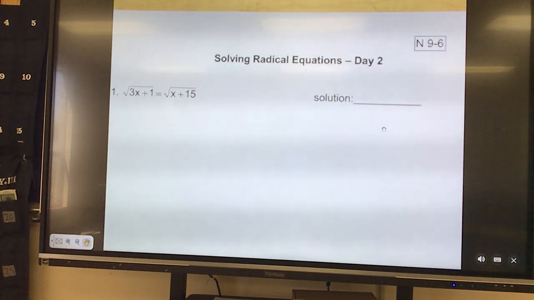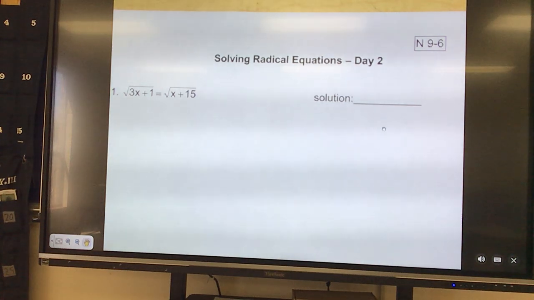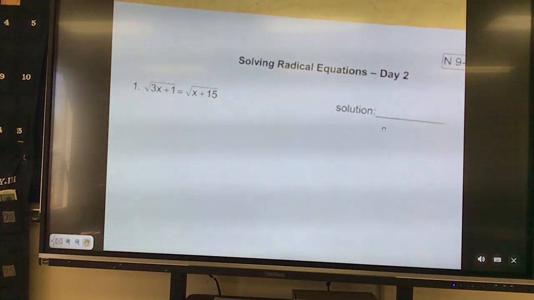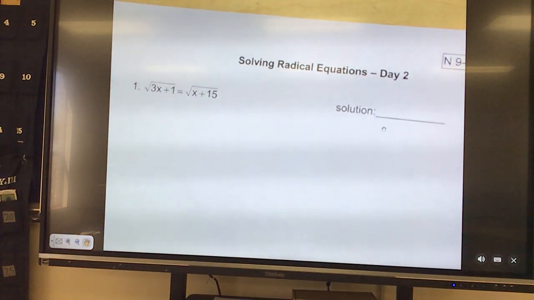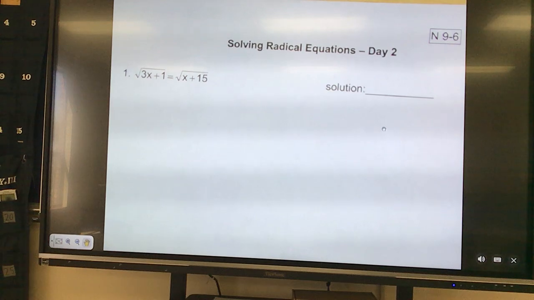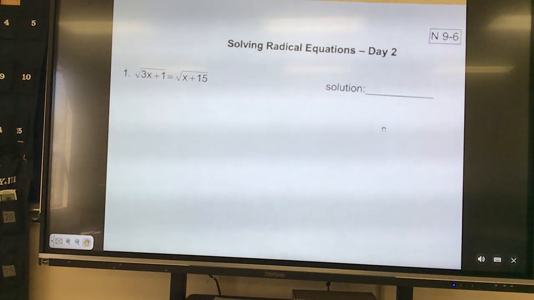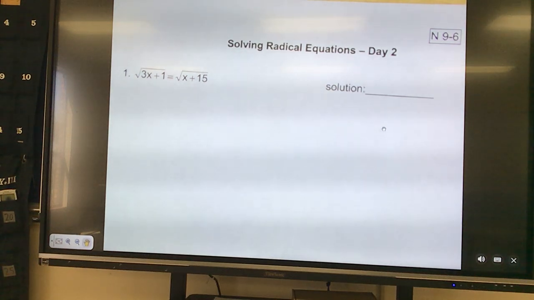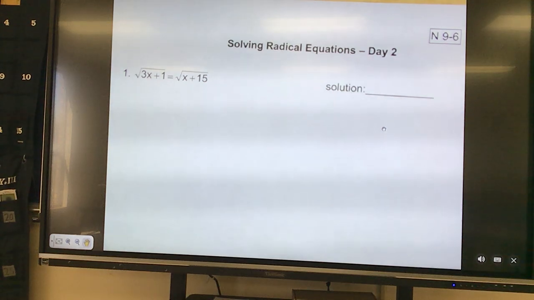Always our goal is to get rid of any radicals, any square roots, and be able to solve for x. Our goal on all of these is to solve for x and to make sure that it actually works and will be a correct solution for our problems.